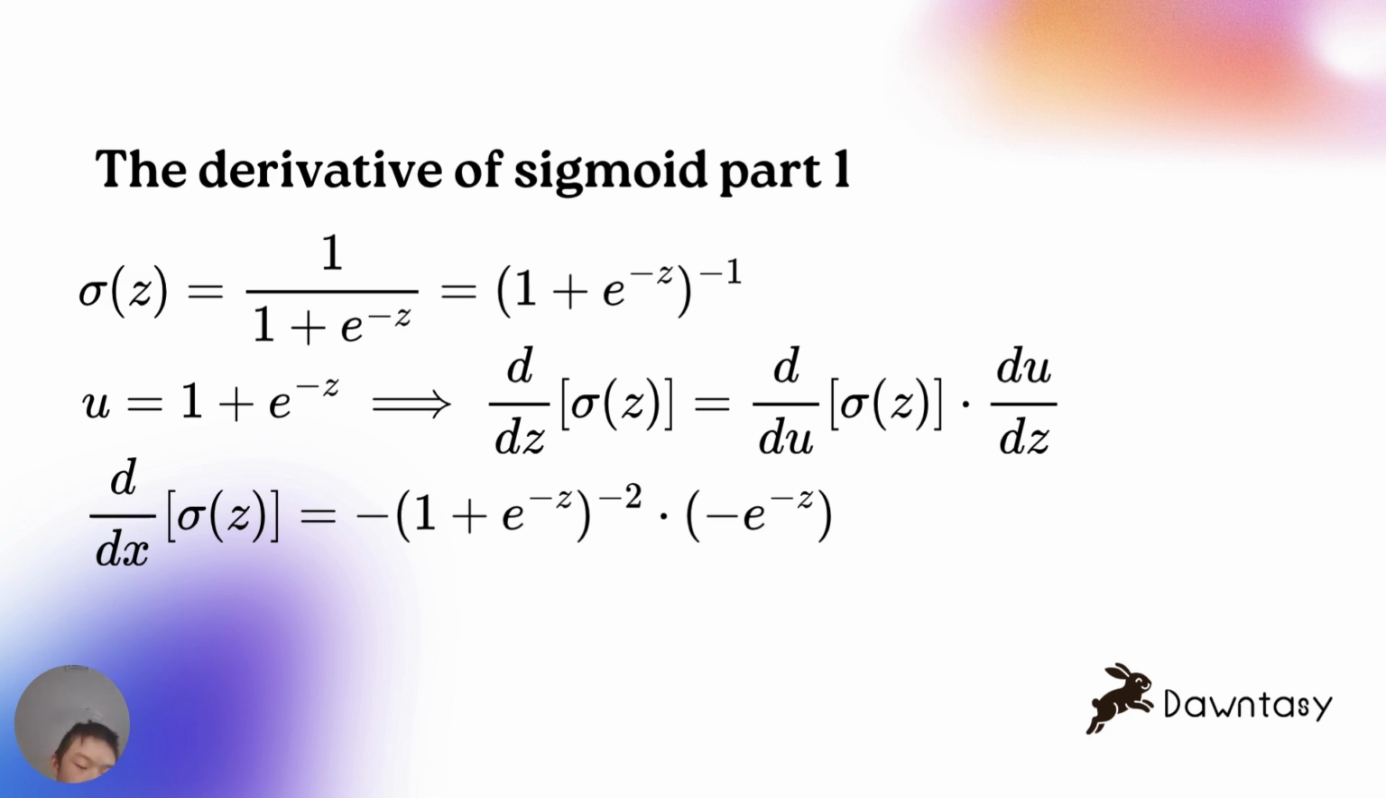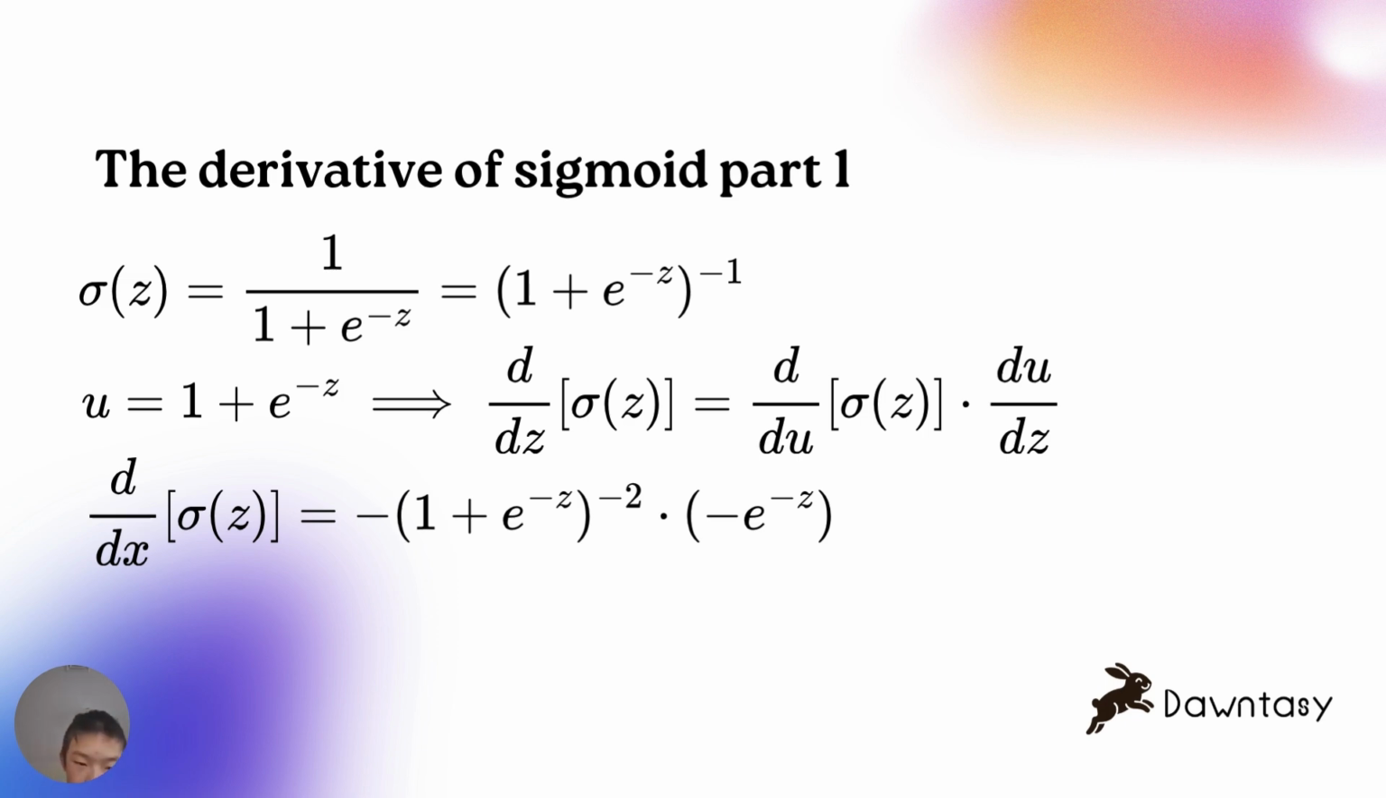Because we can just rewrite that fraction in that form using basic algebra. Let u be 1 plus e to the power of negative z, so that's like the inner function, right? Then finding the derivative is just applying the chain rule, where 1 plus e to the power of negative z is the inner function, and u to the power of negative 1 is the outer function. So this is sort of like a composition of two functions here.